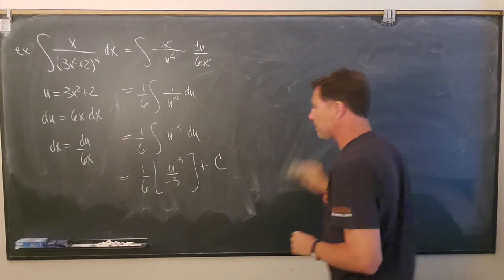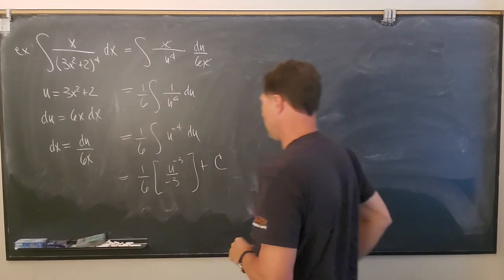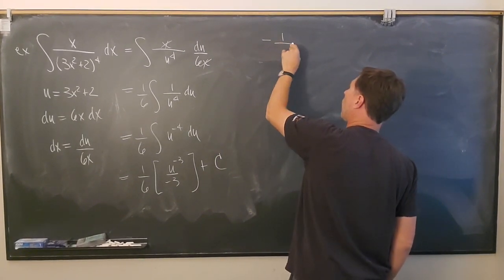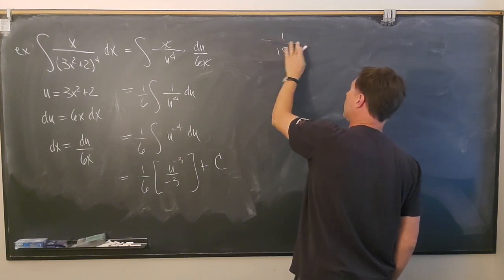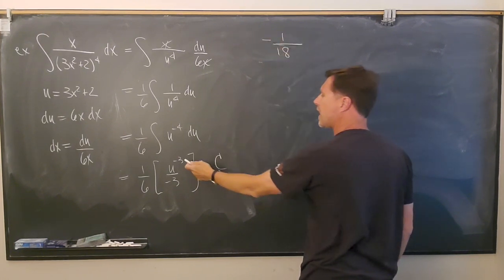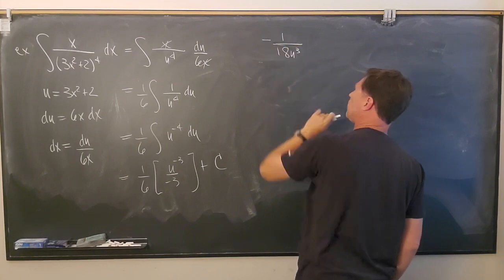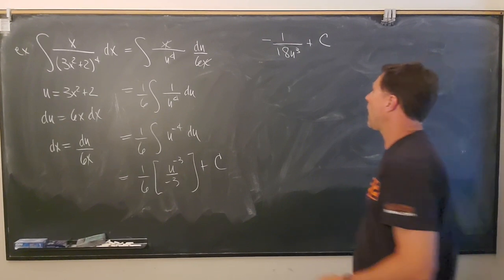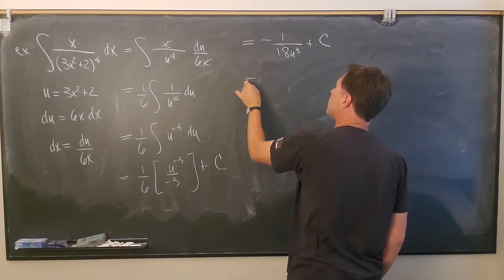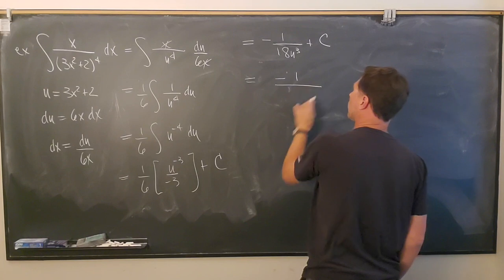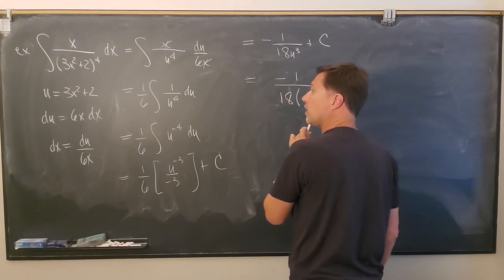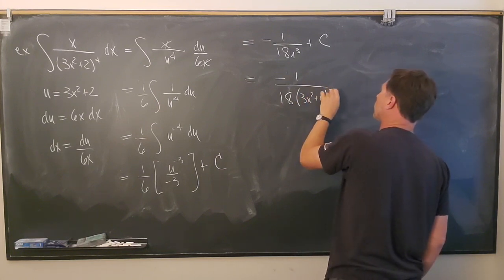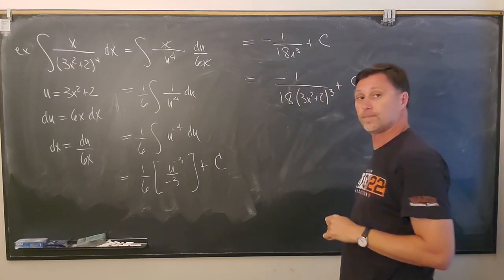Okay, so let's clean things up now. This becomes a negative 1/18, 1 over 18, and then the u to the -3 I can write in the denominator as u cubed. So we get negative 1 over 18 u cubed plus c, and then final answer, when we substitute back, what we get is negative 1 over 18, and then u was 3x squared plus 2, like that.